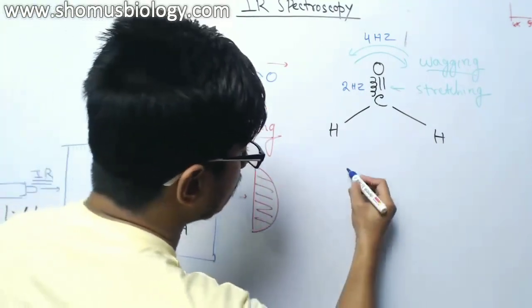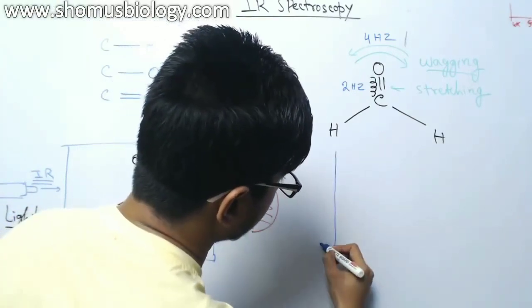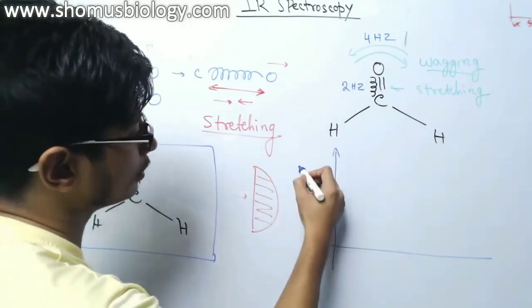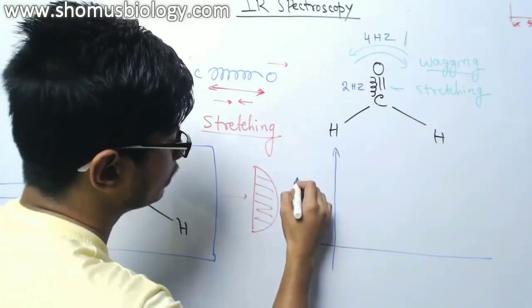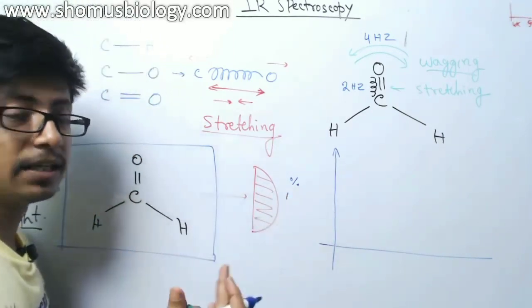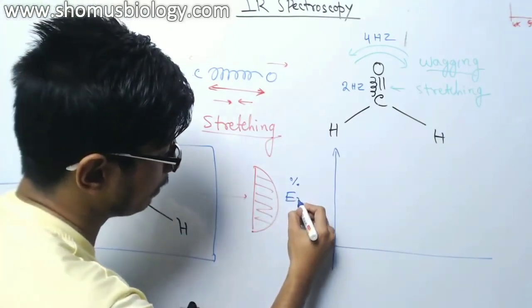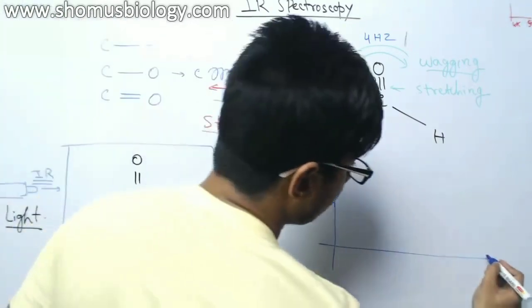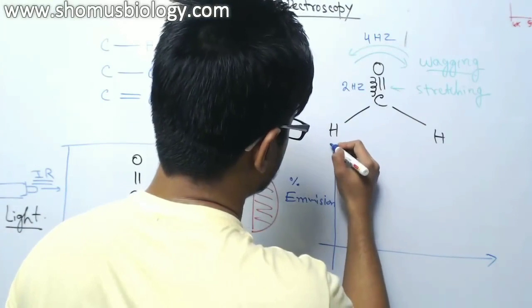Now if I draw the graph, how will it look? It will look something like this. In the y-axis we are talking about the percent emittance, that is the percent emission.